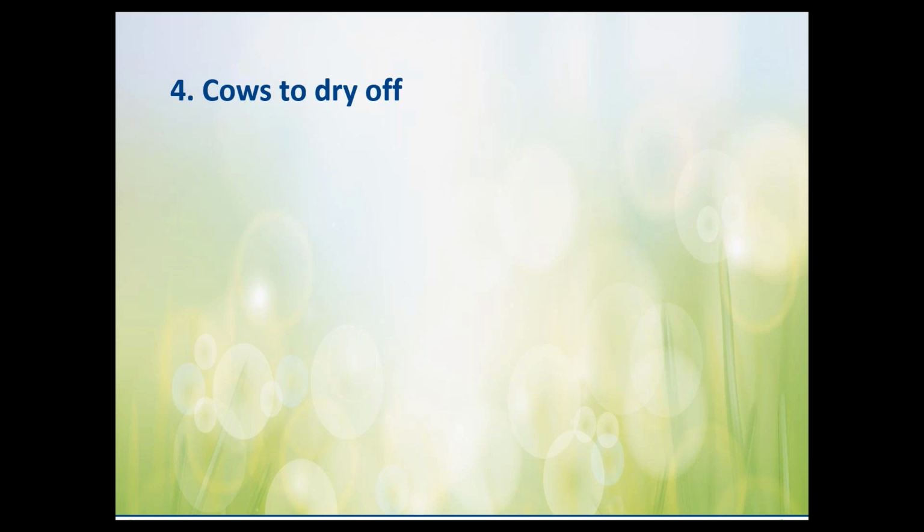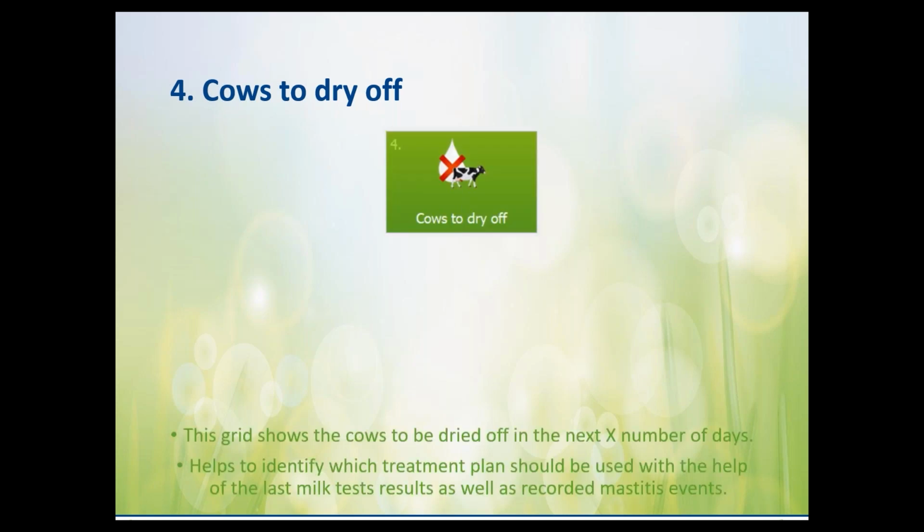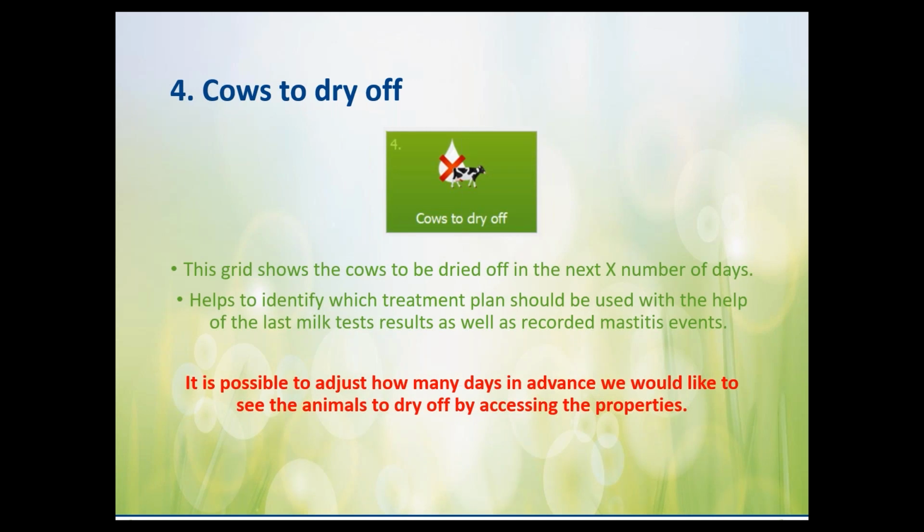Lastly, we have the cows to dry off, which is this number 4. It's a grid that shows the cows to be dried off for the next X number of days. So these number of days can be set in the properties. By default, it'll show you the next 30 days, but we can adjust that. It's kind of the same list that you'll have on your dashboard, but you might have a little bit more information about somatic cell count prior to dry off and after dry off and whatnot. So you'll also have a suggested treatment plan to be used depending on the mastitis events or also the somatic cell count.